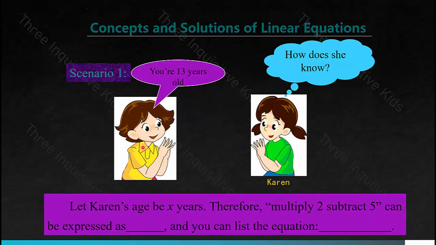Let Karen's age be x years. Therefore, multiply by 2 and subtract 5 can be expressed using x in an algebraic expression. So that's 2x minus 5. And then the equation would be 2x minus 5 is equal to 21.